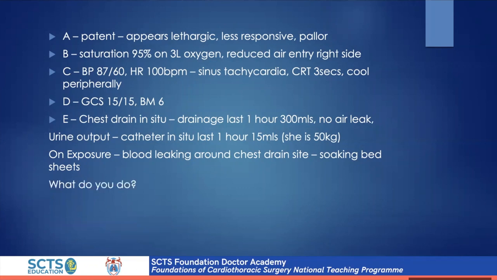So the patient's looking like she's become haemodynamically unstable. She's got intrathoracic losses. The blood is leaking around the chest drain site. So not only has she lost 300 mils in her drain in the last hour, she's also lost blood oozing through the site where the chest drain is inserted as well. So she's losing even more.